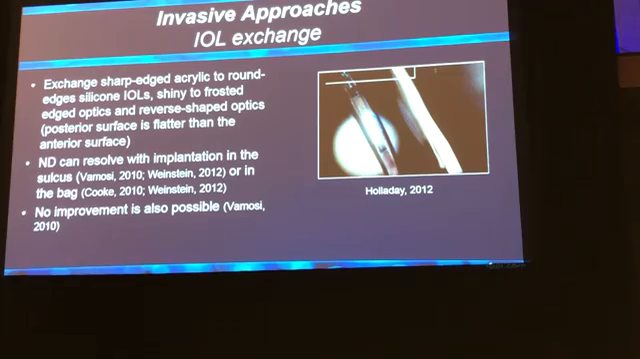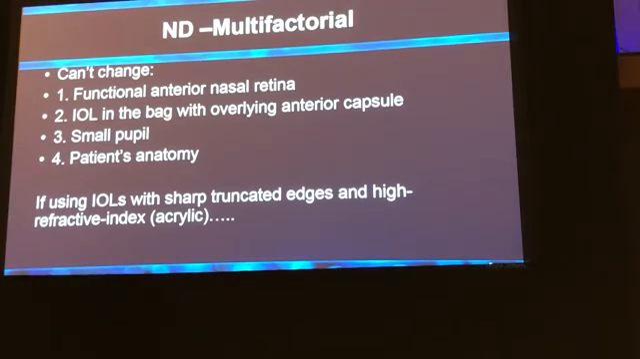Or maybe we have to do a lens exchange. And again, sometimes that works, sometimes it doesn't. So as you can see, it's still kind of a mystery, and there are reports on both sides. Even if you do a lens exchange for a lens that has rounded edges, it's different material, it's a silicone lens, you're still going to get negative dysphotopsia in some patients. So it's not a cure.